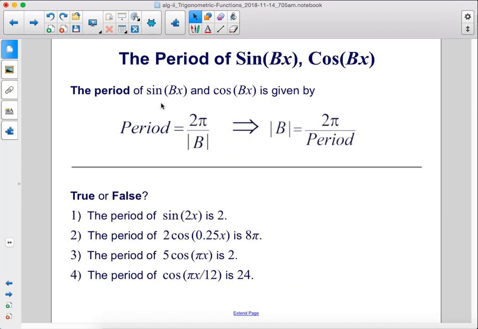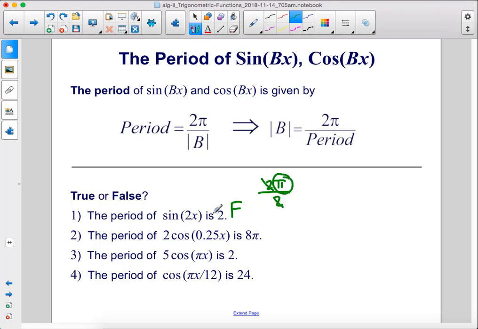The period of sine of bx and cosine bx is given by period equals 2 pi over the absolute value of b. So the period of sine 2x is 2. This is false. If we have 2 as our b value, to find the period we have 2 pi over b, which is 2 pi over 2. Those cancel and our period is pi, not 2.